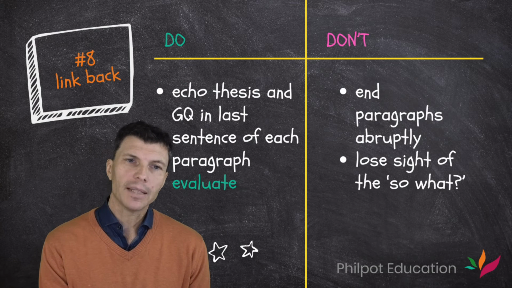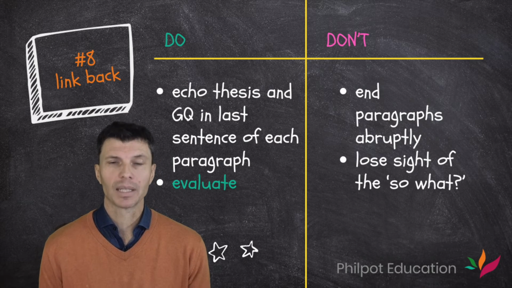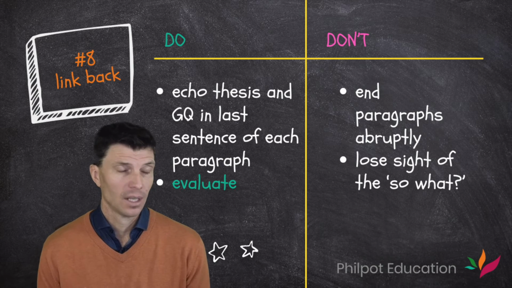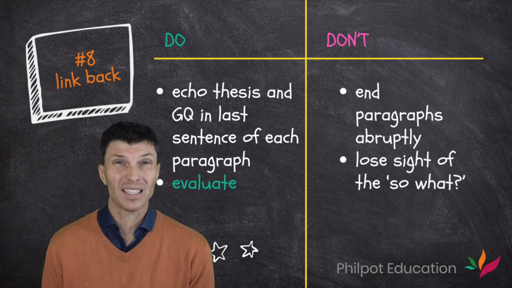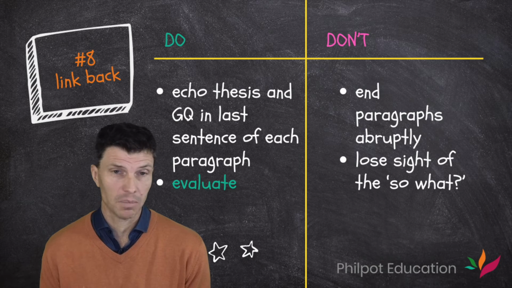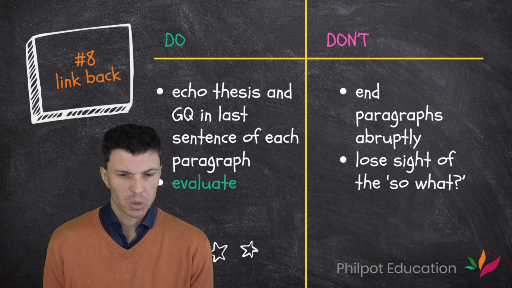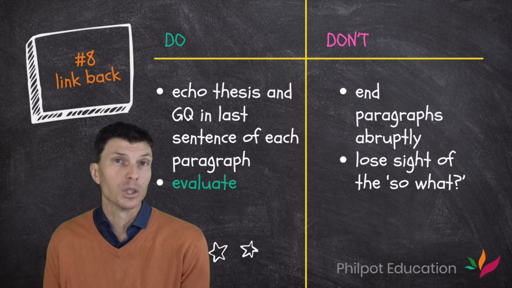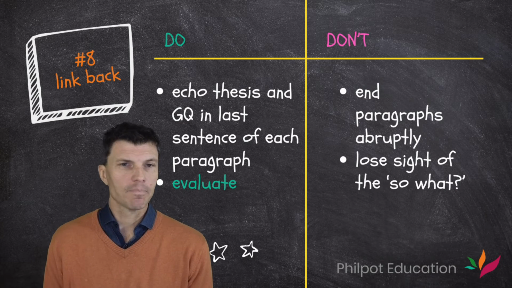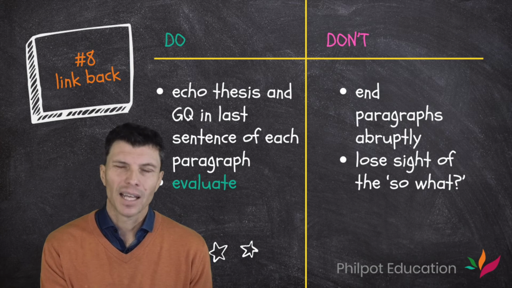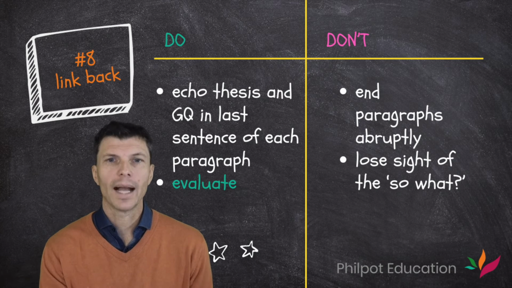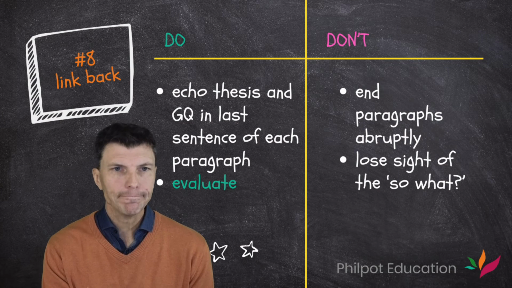So tip number 8, link back to the topic sentence and the guiding question continually, especially in that last sentence of the paragraph. I tend to look at those, and I'm expecting to see some evaluation in there too. Criterion B, analysis and evaluation. To what extent are the author's choices effective in making the reader feel a certain way, respond a certain way? Evaluate the text. Don't end paragraphs abruptly, and don't lose sight of the so what question. Why did the writer write this in the first place?